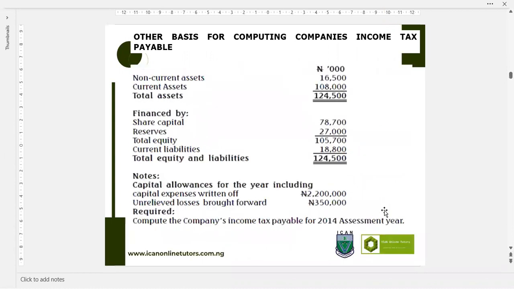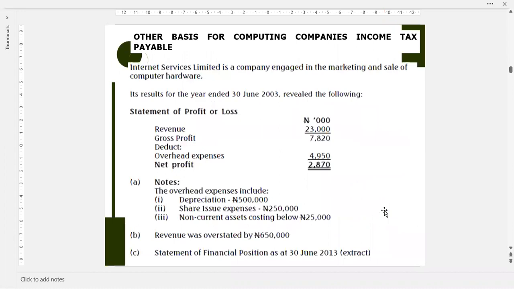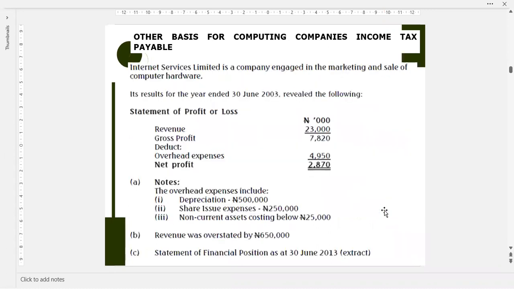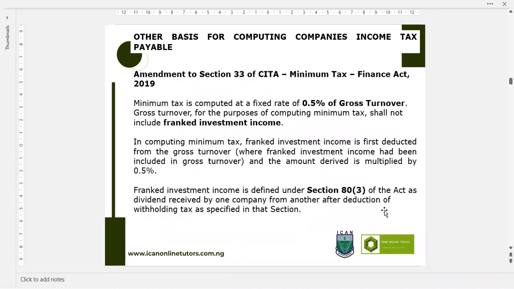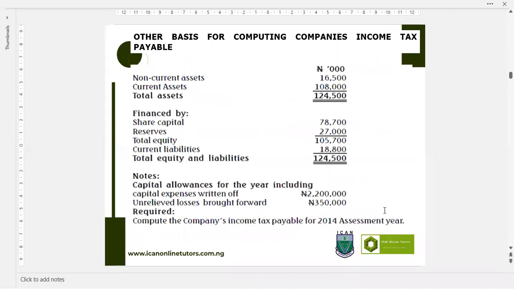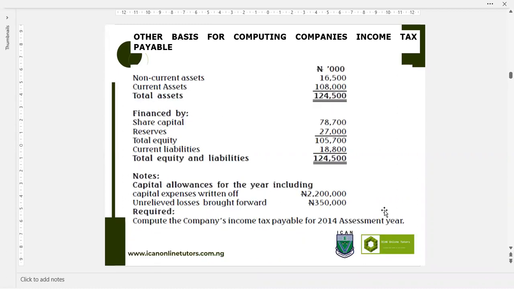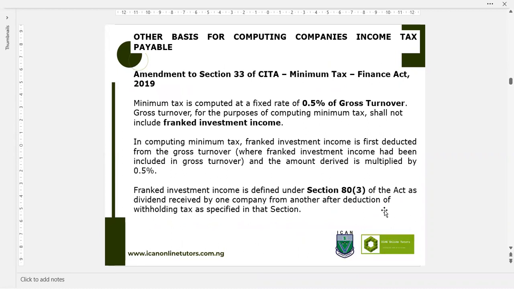So based on my illustration here, I want you guys to practice this work example, based on what I just did, to test your understanding. What you just need to do is to compute your company's income tax based on the information we have here. Then you also compute based on the new basis.